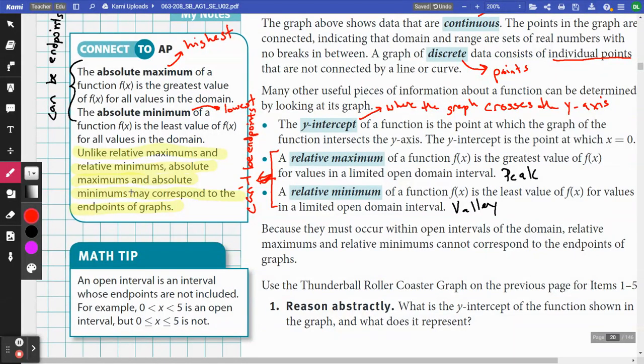All right, so here's what we came to do, okay? Because they occur within open interval domains, right? They cannot correspond, it says right here, to the endpoints of the graph. Again, here is the definition of an open interval, right? An open interval means that it can't be equal to, right? Means that it's open. It has to be less than, but not equal to.